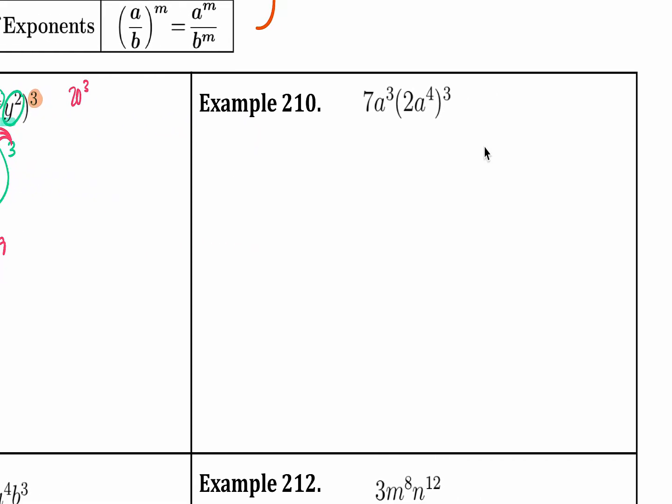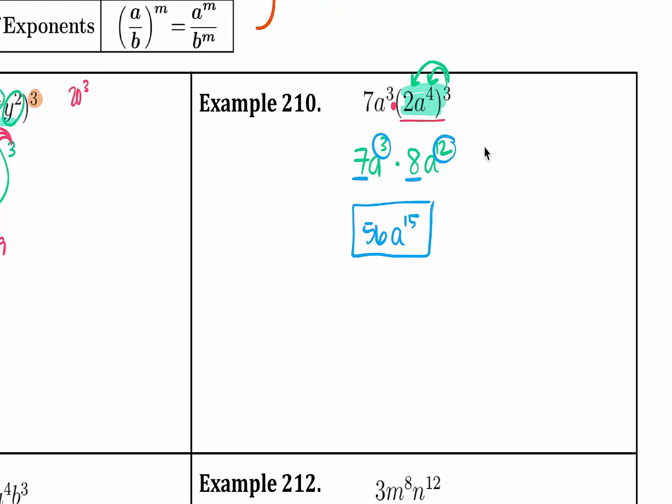Okay, similarly here, we have multiplication going on, and we have a power to a power. So before we do this multiplication, I'm going to simplify this power rule right here. I'm just going to bring down that 7a to the 3rd. Here I have 2 to the 3rd power, which gives me 8. Multiply our exponents, we get a to the 12th power. Now we can do our product rule, which says multiply our coefficients and add our exponents. 3 plus 12 gives me a to the 15th.